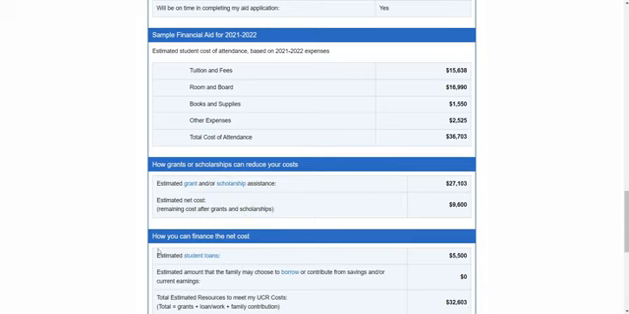We recommend scheduling an appointment with a transfer counselor to go over more specific details or any concerns regarding the cost of attendance.